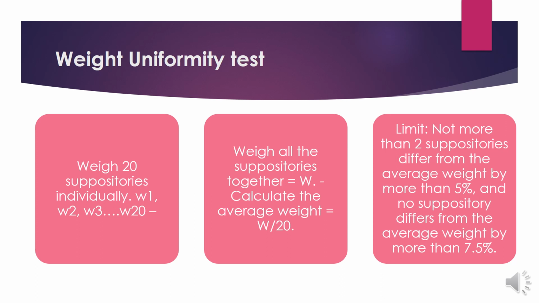So you have the range of plus minus 5%. Among 20, 18 must be within this plus minus 5% range of the average weight, whereas those two suppositories that deviate from plus minus 5% should still be within plus minus 7.5% of the average weight.